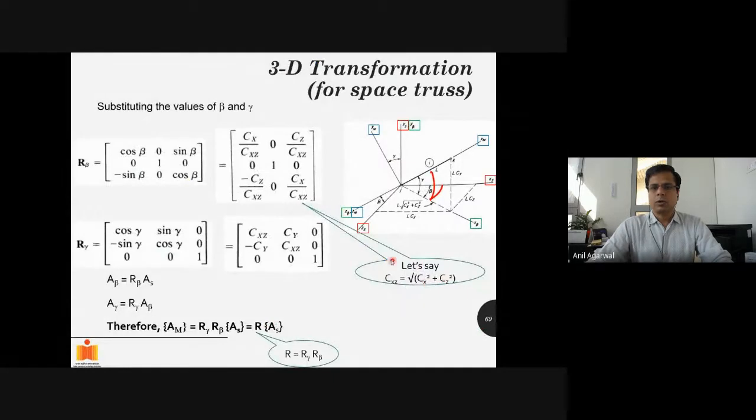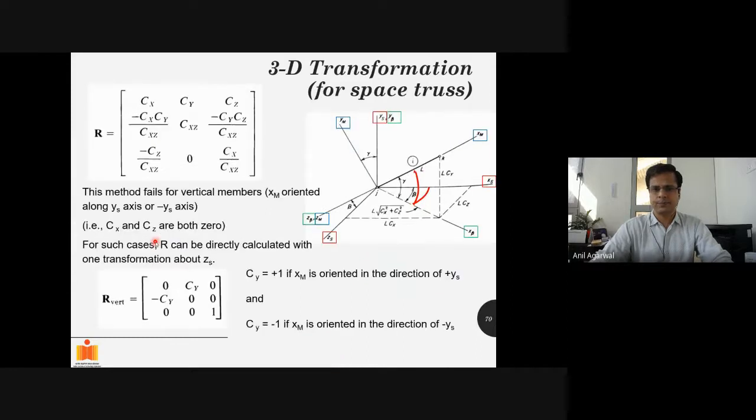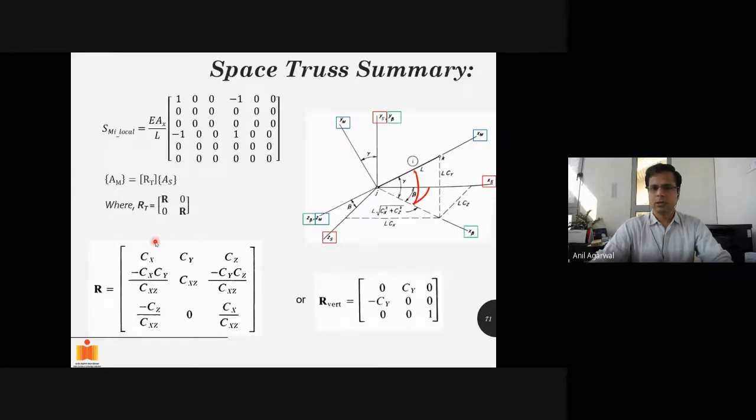Because there are denominator terms which become 0 in this particular case, we have to write a separate matrix for that. If we were following the other formulation, there was no issue, but it is difficult to always visualize and define the beta and gamma values. So if you are using this kind of formulation where you are not using cos gamma, sin gamma, cos beta, sin beta values, but you are using Cx, Cy, Cz, these are basically projections.